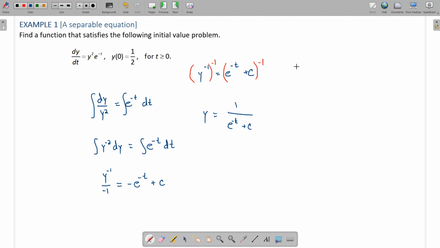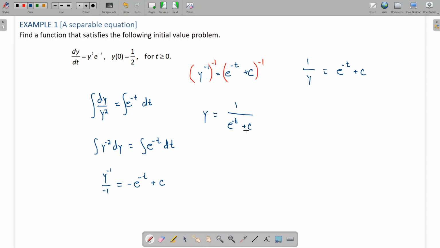If you didn't like that argument, then another way to see this is the left-hand side is just 1 over y, and then to finish it, we just need to take the reciprocal of both sides. Flip this side, flip that side, and that gives you this. So this would be our general solution. Every solution to this differential equation should have this form.